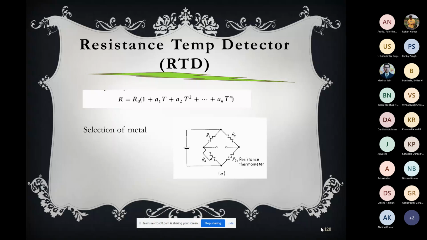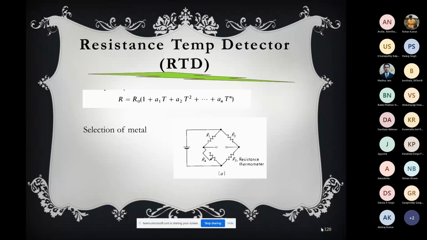Basic principle of RTD: the resistance of a conductor changes with the temperature, and by knowing the change in resistance and the earlier resistance, and by knowing the coefficient of resistivity, which you can determine by experiment earlier, you can measure the temperature to which this metal is exposed. This is known as the resistance thermometer.